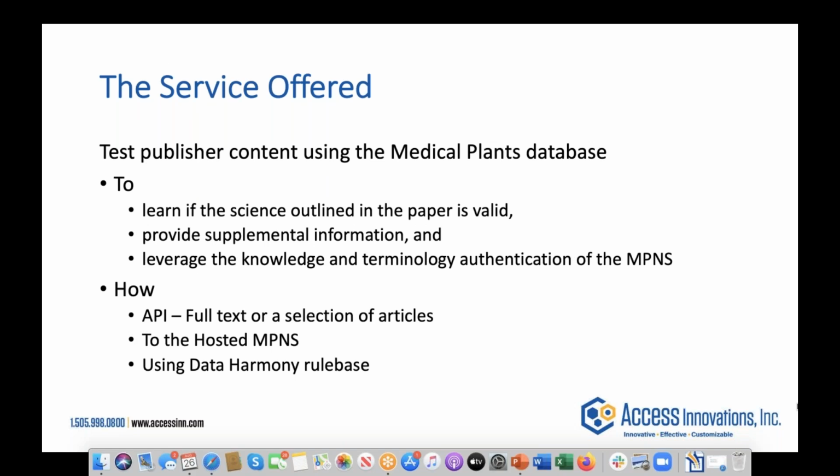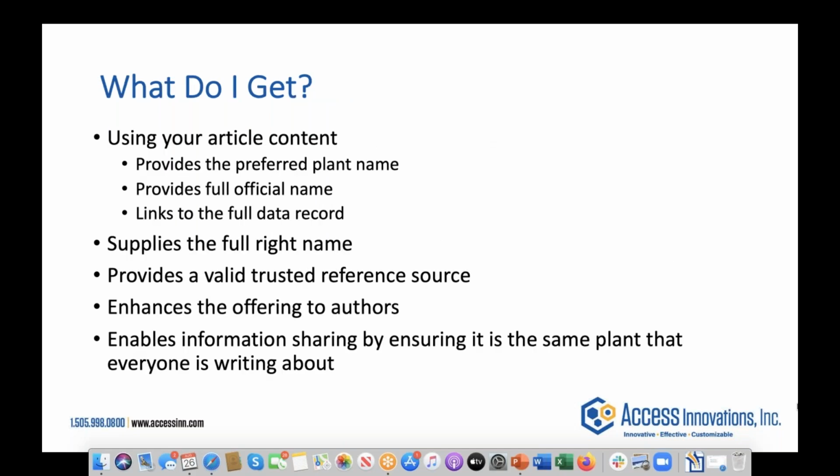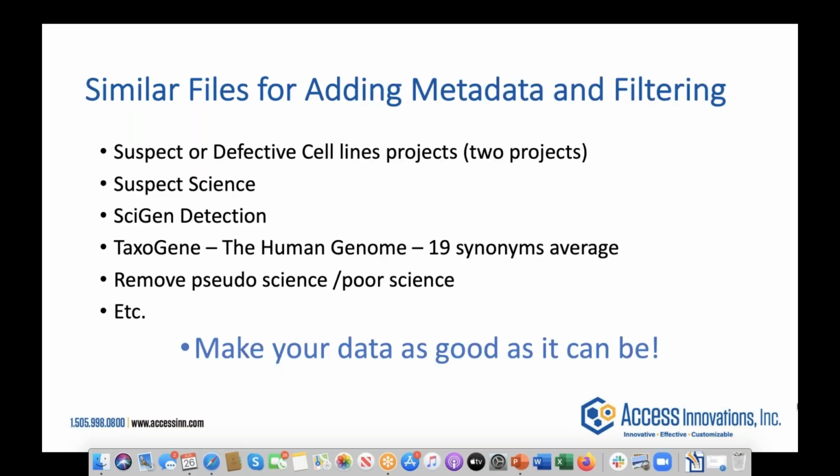So if you want to try it, let us know. If you want to test your content, you can learn if the science outlined in the paper is valid. You can provide supplemental information to readers. You can leverage the knowledge and terminology that is authenticated by the MPNS. And it's pretty straightforward. It's done by an application protocol interface. It's an API, it's a quick link, and it uses both the MPNS and data harmony. So you can provide the preferred name, which is the official name, the full record. You get the right name every time you have a valid, trusted resource, and it's an enhanced value to authors. You don't run into that mess like what Christina saw in the Elsevier article. And it enables information sharing because everybody's talking about the same thing.